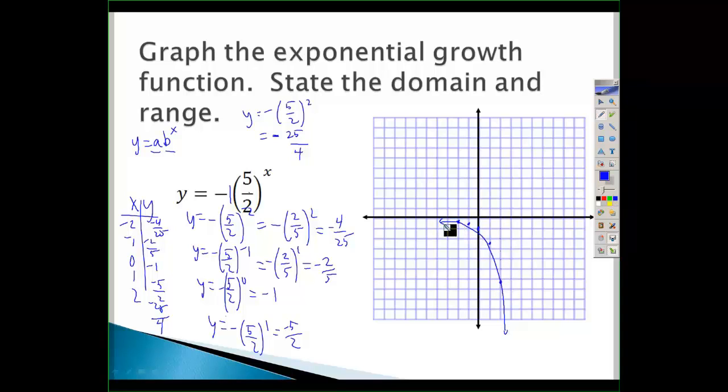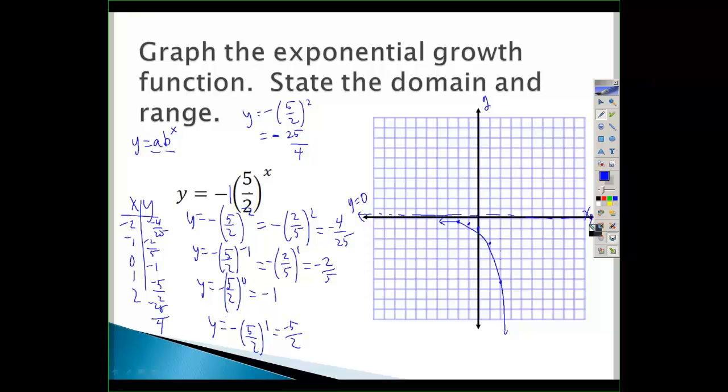I'm going to make sure I do not cross the x-axis, because no matter what point I plug in, it will never go above 0. So make sure on your graphs, on your homework, that you don't cross that line, because that shows that you understand there is an asymptote there. And the equation of that line would be y equals 0.